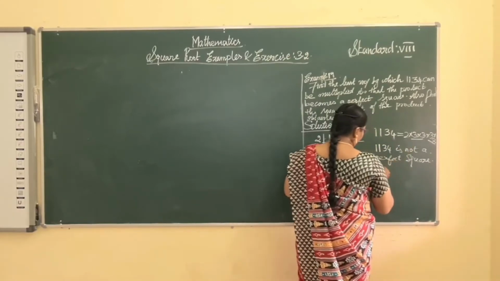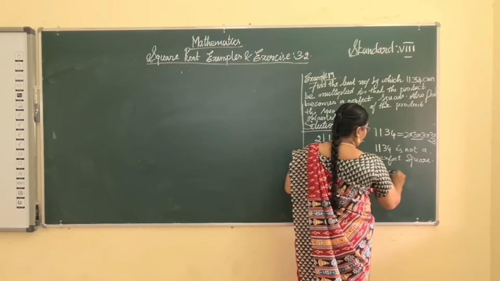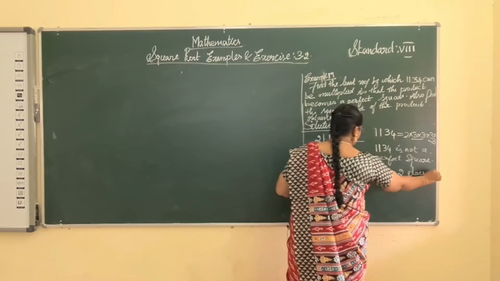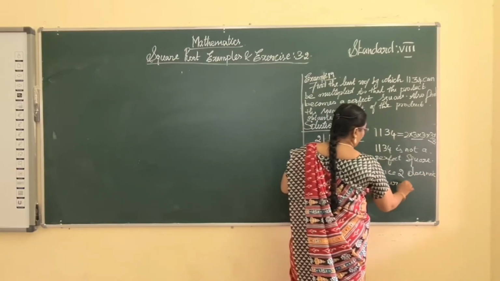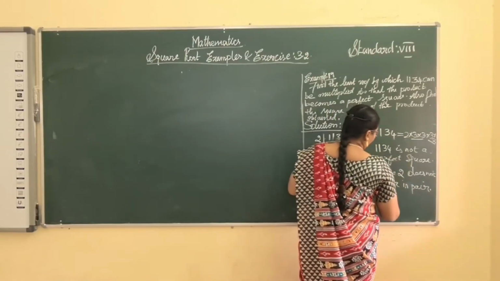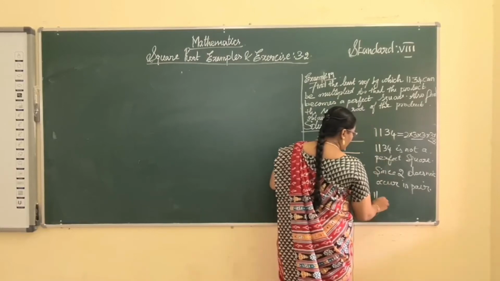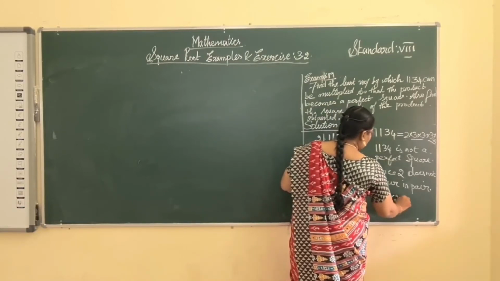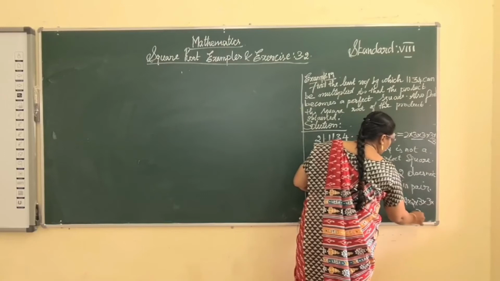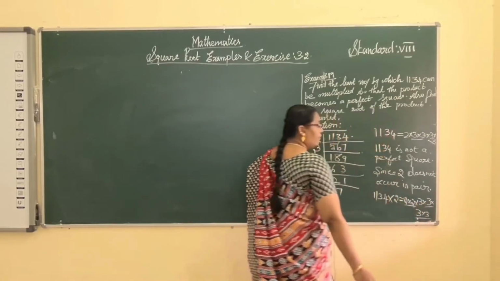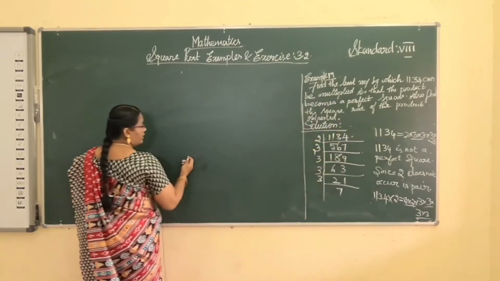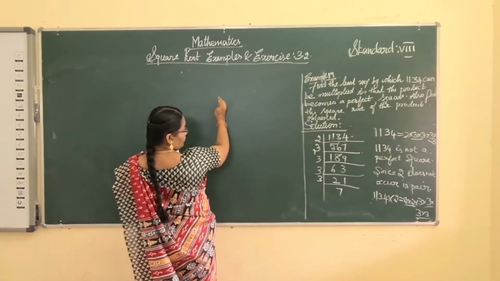And then since 2 does not occur in a pair. Okay. So multiply 1134 into 2 is equal to 2 into 2 into 3 into 3 into 3 into 3. Okay. Now we get the equal pairs. Okay. So now multiply this value 1134 into 2.